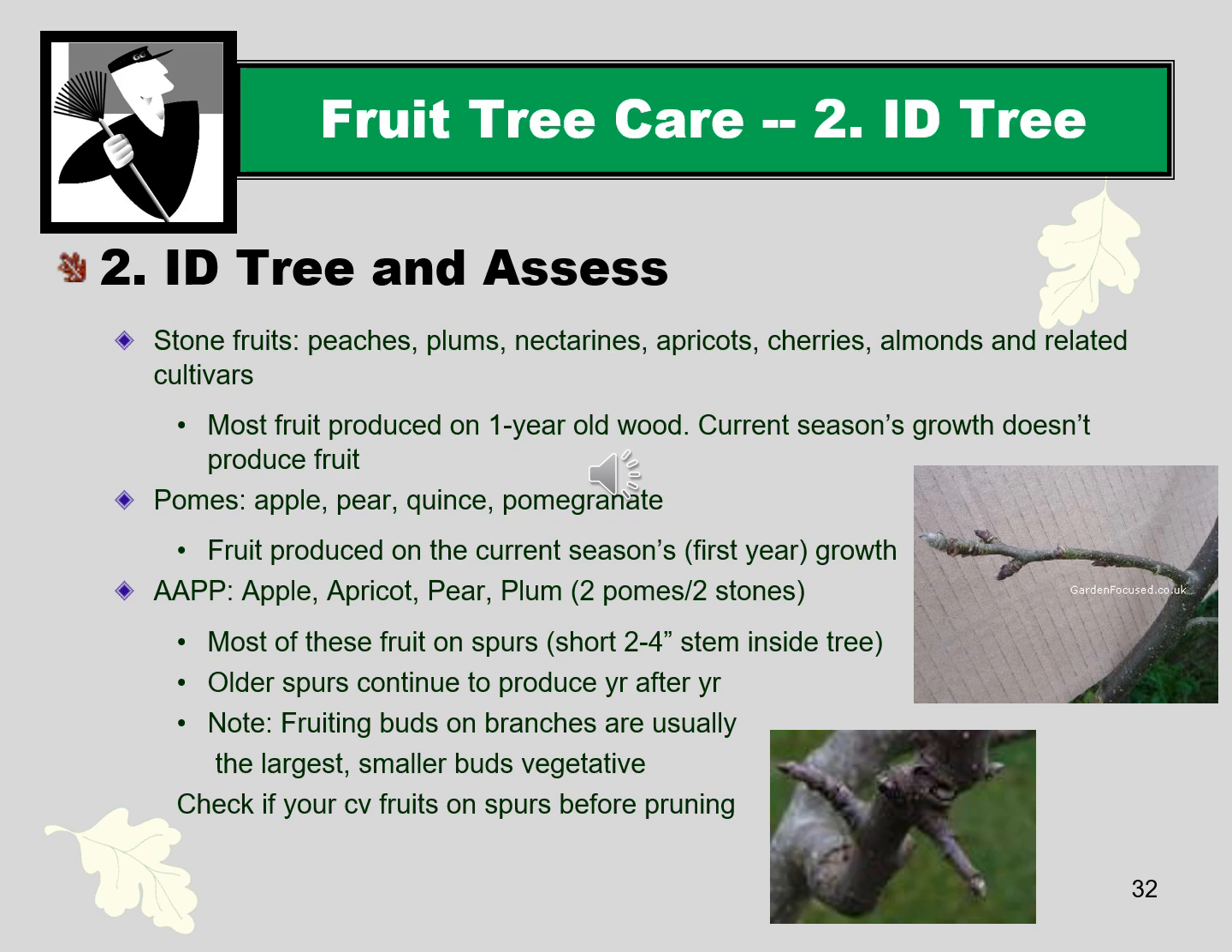AAPP is a shortened way to remember apple, apricot, pear, plum. Two are pomes, two are stone fruits, and most of those produce these spurs, which are 2 to 4 inch little stems on the inside of the tree from which they fruit year after year. They flower and fruit on those spurs. So you definitely want to be able to recognize those after you've identified these types of trees and not prune those off.